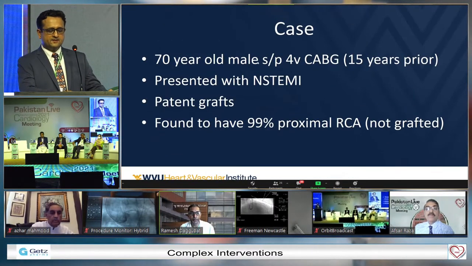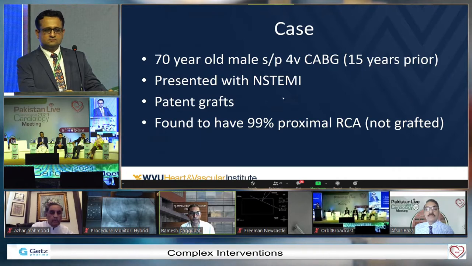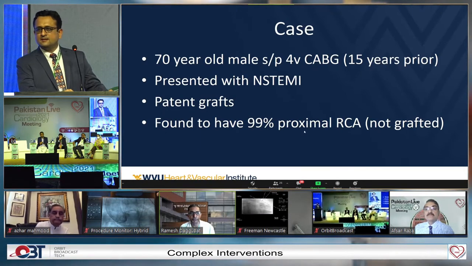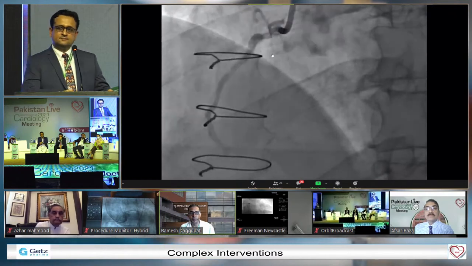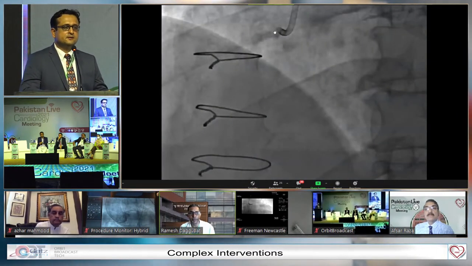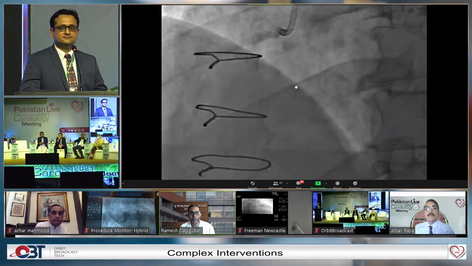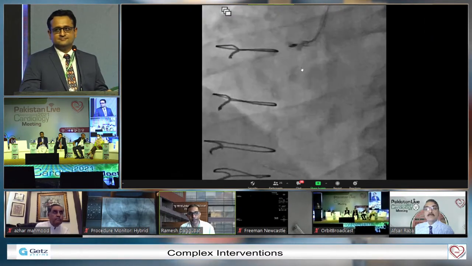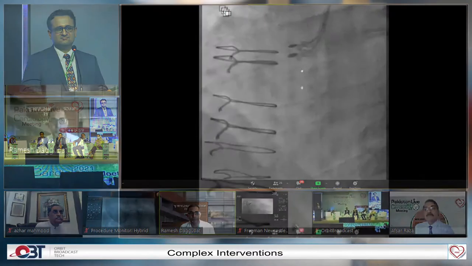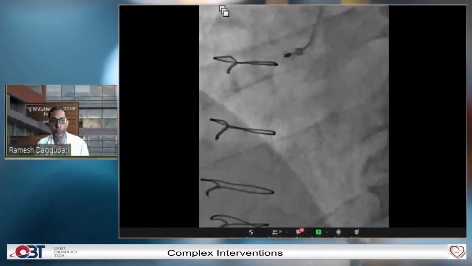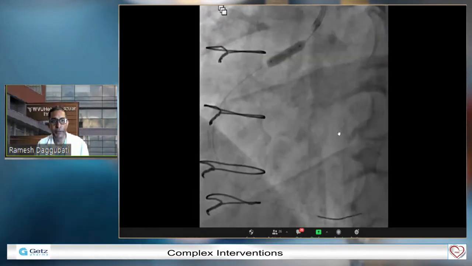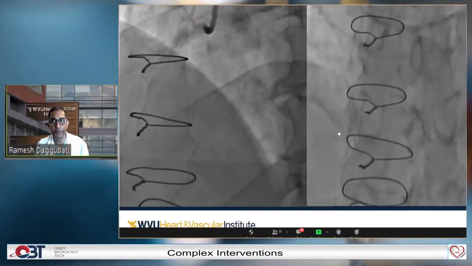So here is a 70-year-old male patient with bypass surgery, non-ST elevation MI, patent grafts, found to have a 99% proximal RCA, which was not grafted. This is a little bit of an easy type of lesion. It is proximal, heavily calcified, and eccentric, so we did a rota here. I think it's an intermediate type of patient selection, but see how slowly we are performing. This is how it should be done. Then we balloon dilated and delivered the stent. That's pre and post.